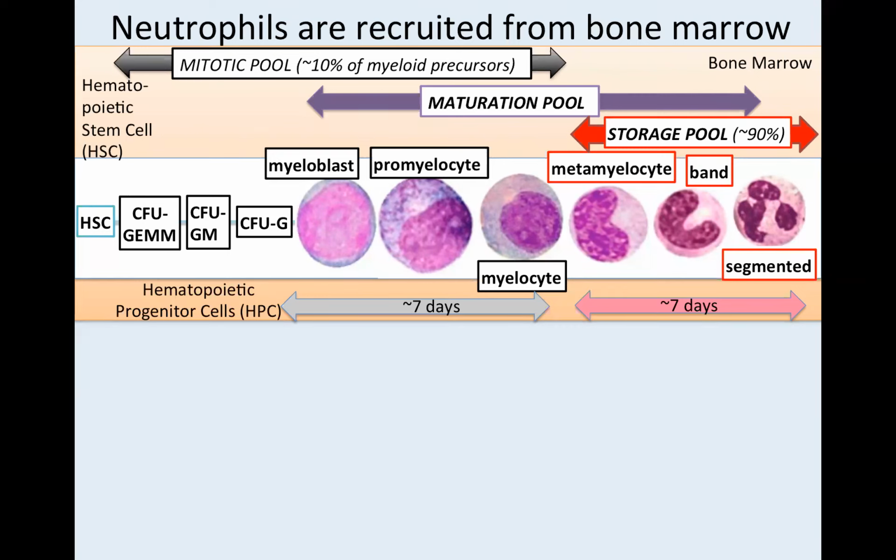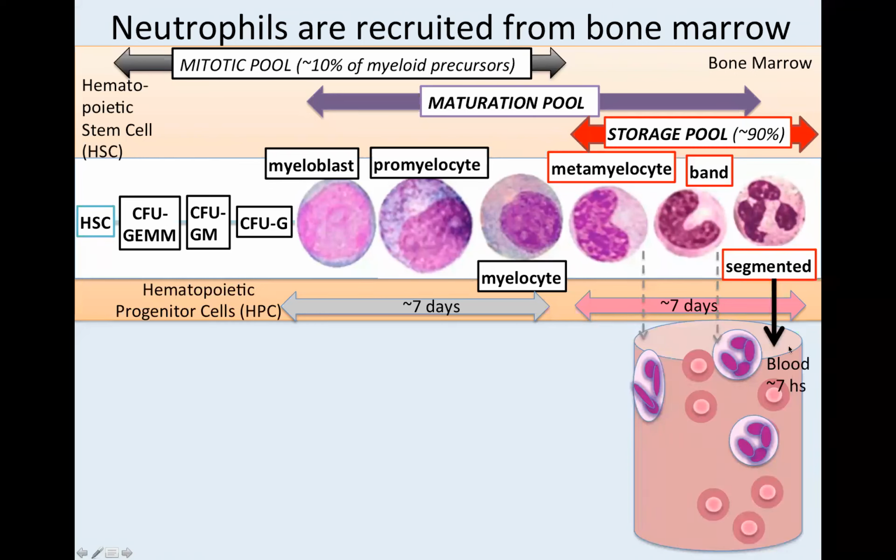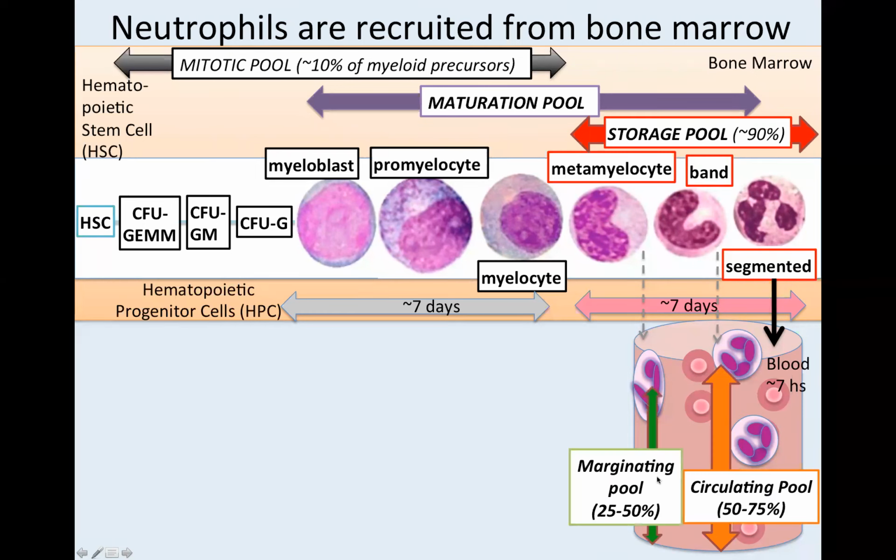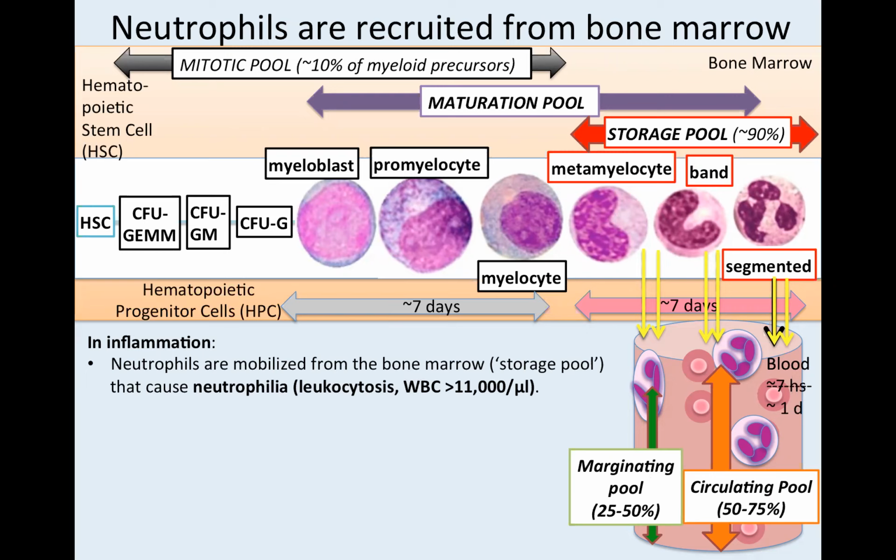That is the explanation why the number of neutrophils can be increased so rapidly to such a high level, because these neutrophils can be pushed into the circulation whenever they are needed. Within the circulation, where they normally have only a 7-hour half-life, they are in the circulating pool, or some of them in the marginating pool. And when there is an inflammation, there is one way to push them into the circulation from the storage pool, from the bone marrow. And this can induce a large increase in the neutrophil count.